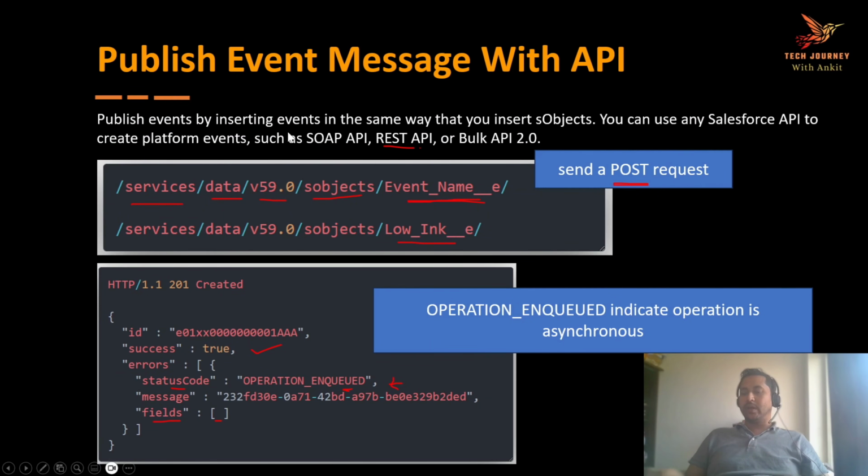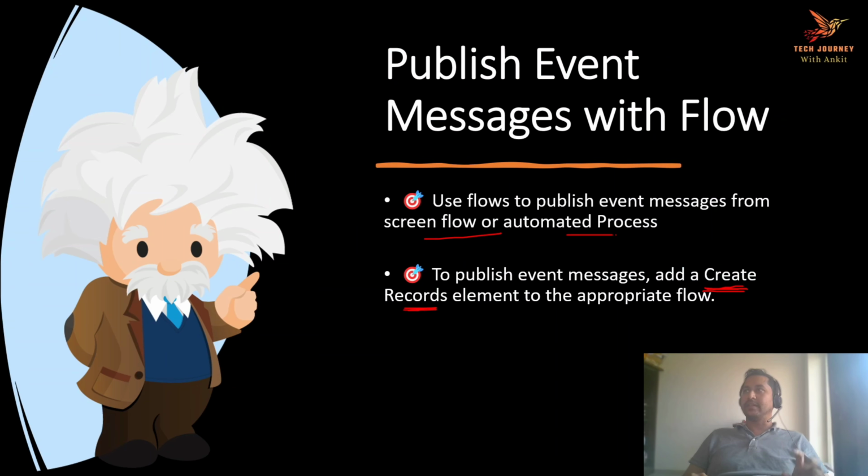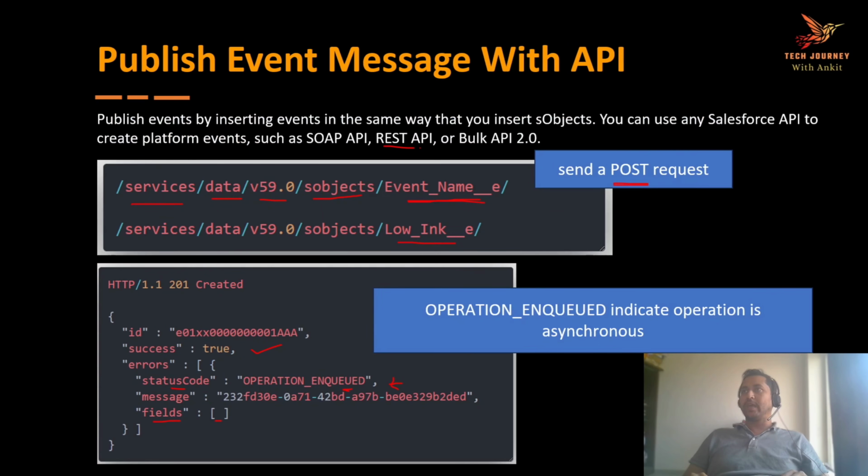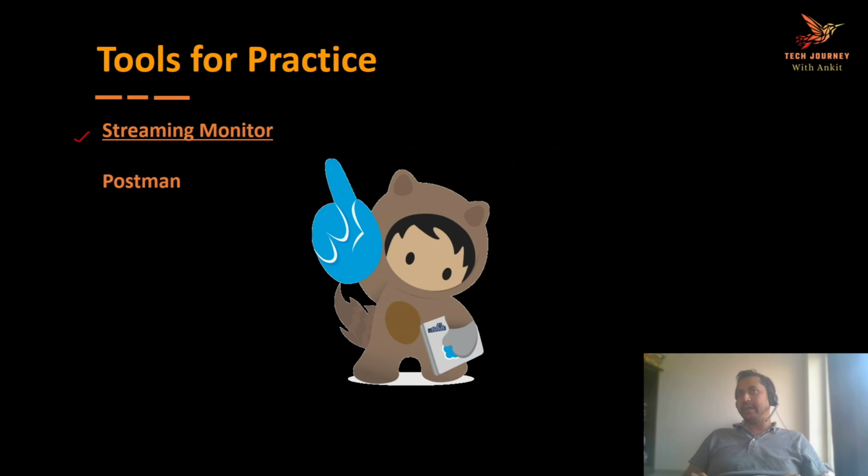Right? I hope you guys understood how we can publish the message with the help of Flow, how we can publish it with the help of Apex, and how we can publish it with the help of API as well.